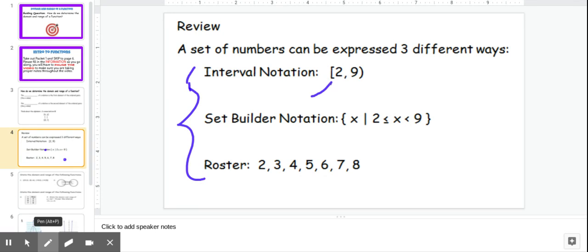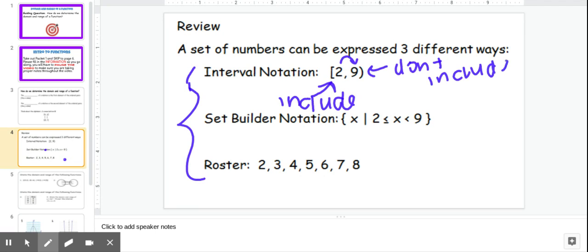So this little symbol here just means include. And then this little symbol here, as a review from when we did inequalities, means don't include. So what that means is we are going to list the numbers from 2 to 9, include 2, but don't include 9.